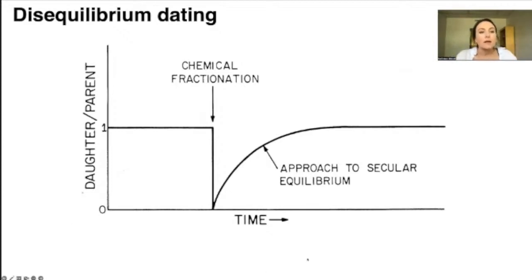So if we illustrate this using a graph, we can see on the x-axis we have time moving forward towards the right, and then on the y-axis we have the daughter-to-parent activity ratios. So at time 0, our system is in secular equilibrium, so the activity ratio here is 1. And this system will stay in secular equilibrium until it encounters some sort of chemical fractionation event. This chemical fractionation will fractionate all of the daughter isotopes away from the parent isotope, so that the daughter-to-parent isotope ratio is 0. Over time, the parent will continue to decay to the daughter isotope, so the daughter isotope will accumulate following this exponential saturation curve, eventually returning to secular equilibrium.